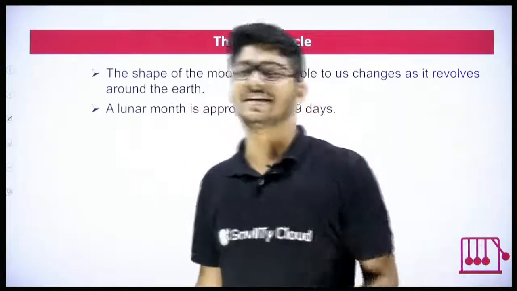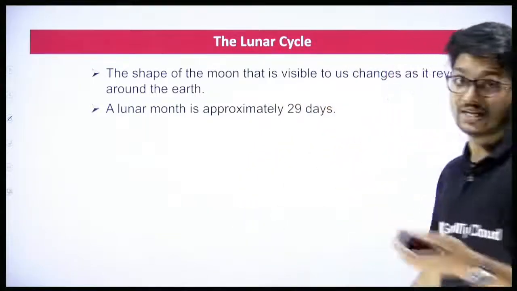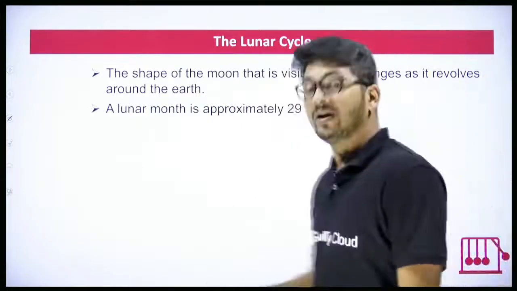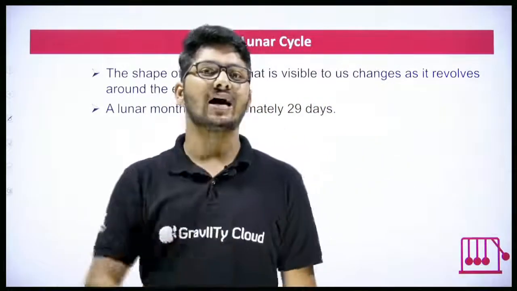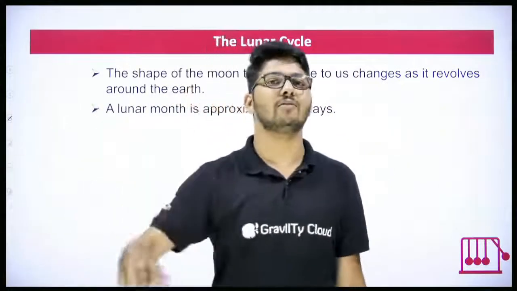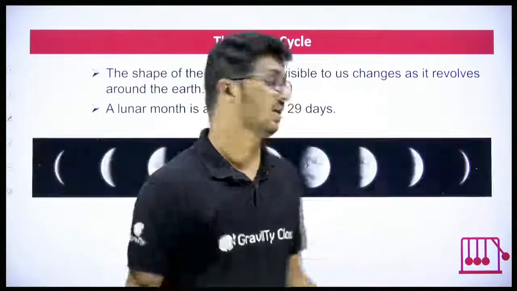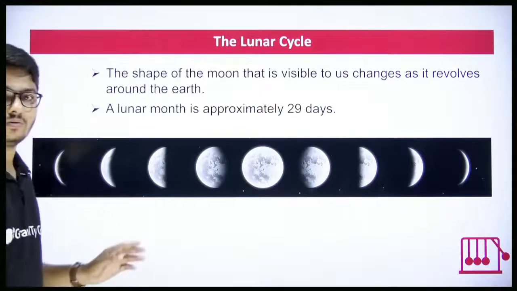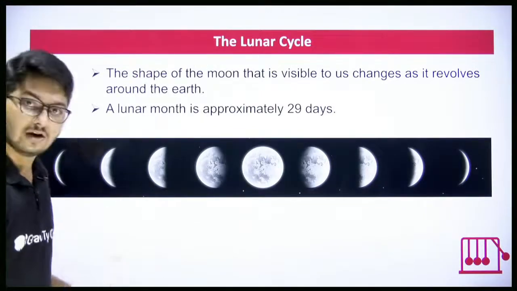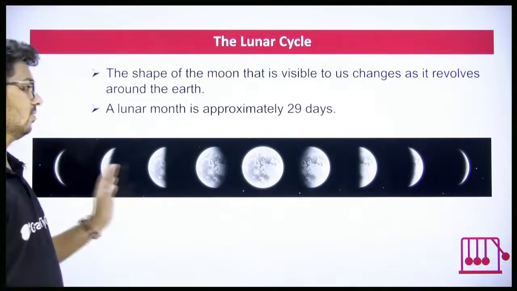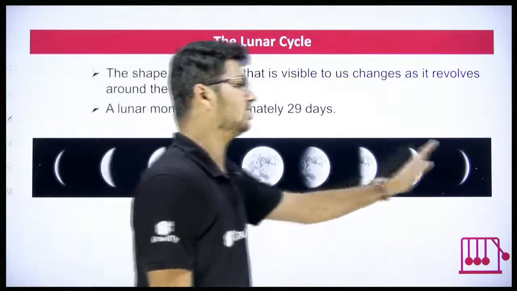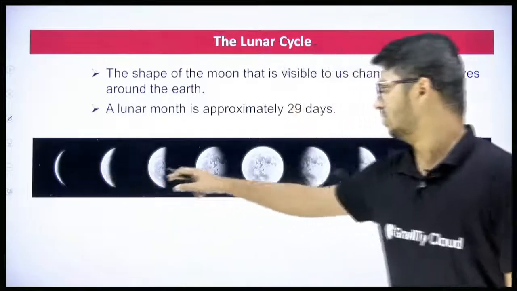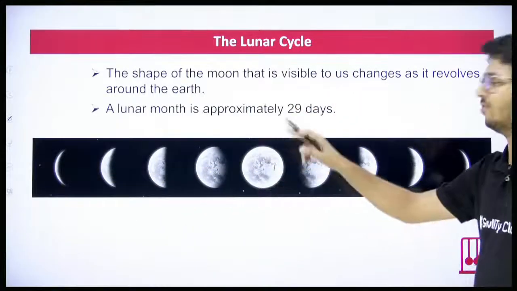Then only days? No, we had other natural examples also. That is the lunar cycle. Lunar refers to the moon. Solar refers to the sun. And what is the specialty of the moon? If you look at the image, the shape of the moon that is visible to us keeps on changing. You can clearly see, yes or no? The shape of the moon. This is what? A full moon.